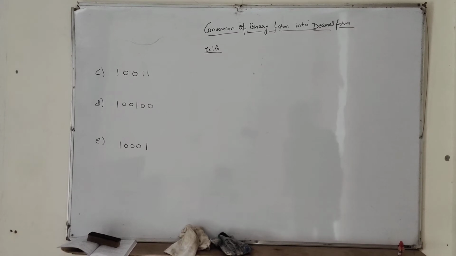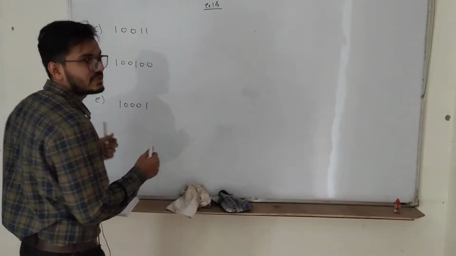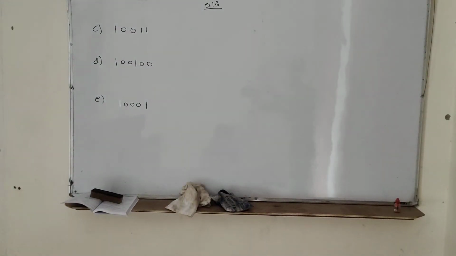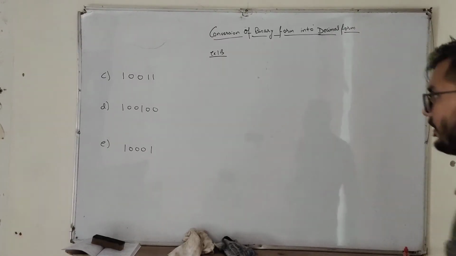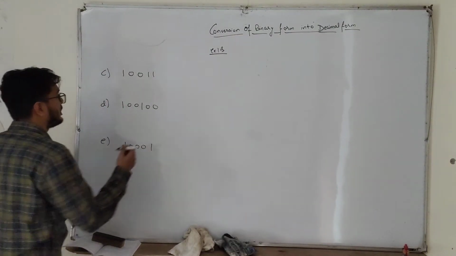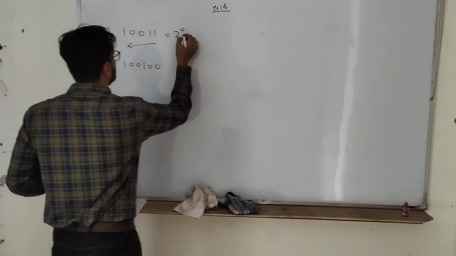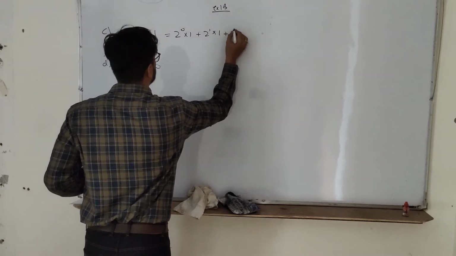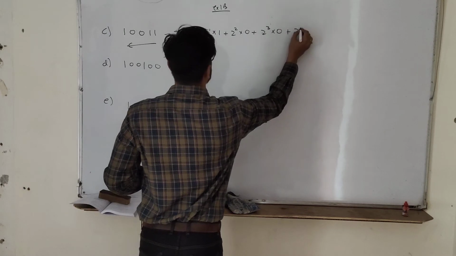So next parts of the same conversion of binary form into decimal form. Just one second, let me fix it. So now 1100011. Very easy part it is. Just simply 2 raised to the power 0 and go this way. 2 raised to the power 0 multiply 1 plus 2 raised to the power 1 multiply 1 plus 2 raised to the power 2 multiply 0 plus 2 raised to the power 3 multiply 0 plus 2 raised to the power 4 multiply 1.